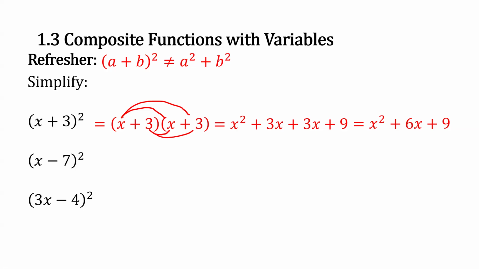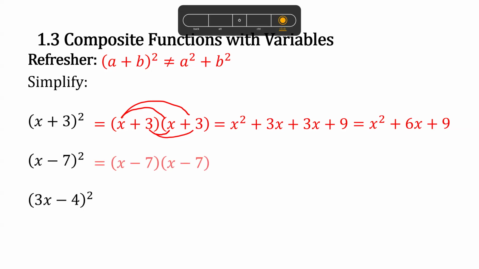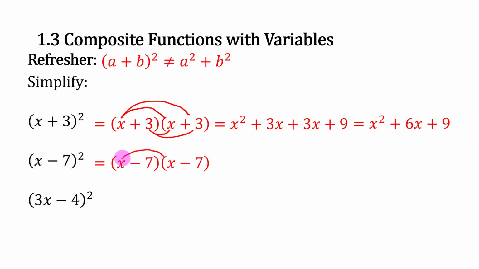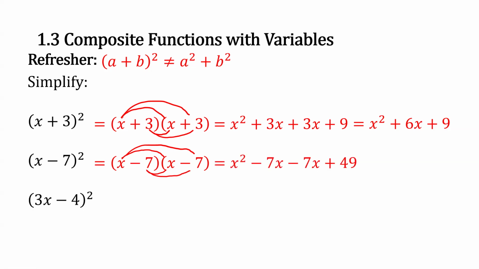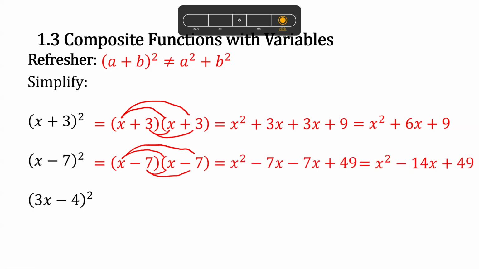Okay, your turn. Pause it here, work this one out, and come back and check your answers. Okay, so we're doing (x minus 7) times (x minus 7). We'll get x squared minus 7x minus 7x plus 49. Combine our like terms, we get x squared minus 14x plus 49.